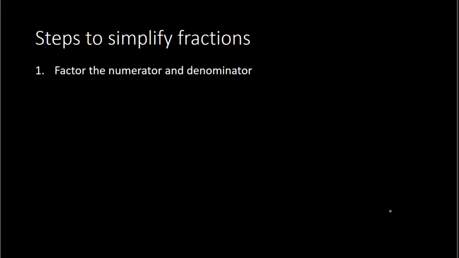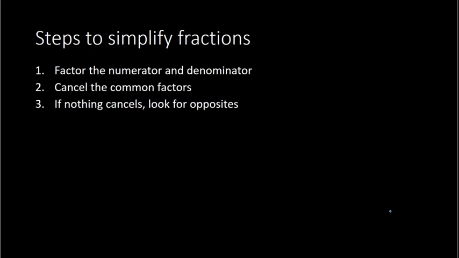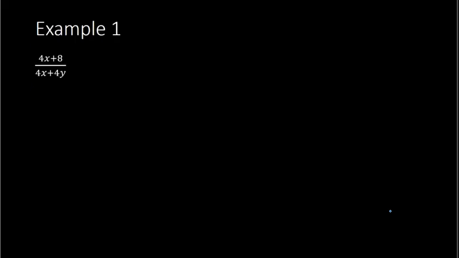Step 1 is to factor the numerator and denominator, and then from there we can cancel the common factors. And if nothing cancels, we can be looking for opposites so that we can maybe force something to cancel. So example 1, we have 4x plus 8 over 4x plus 4y. So we need to begin by factoring both the numerator and denominator.